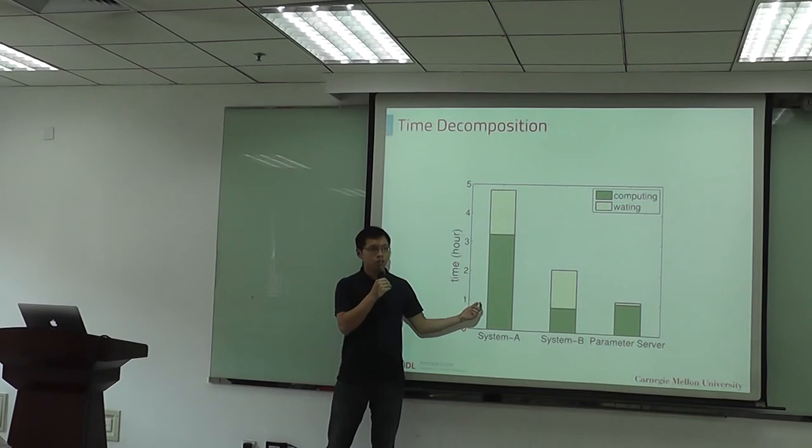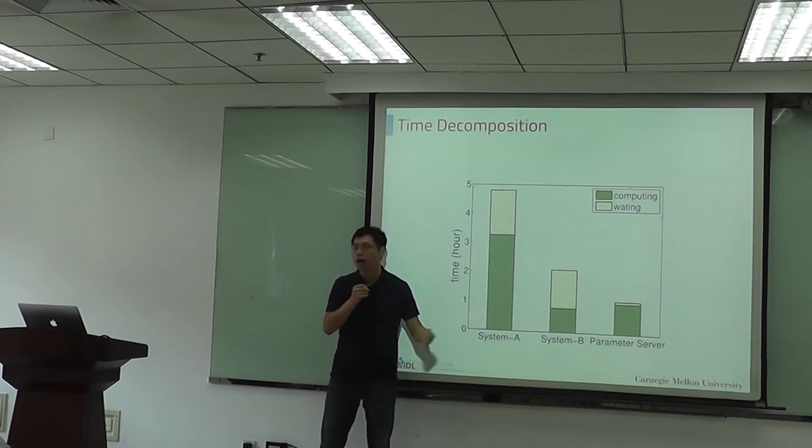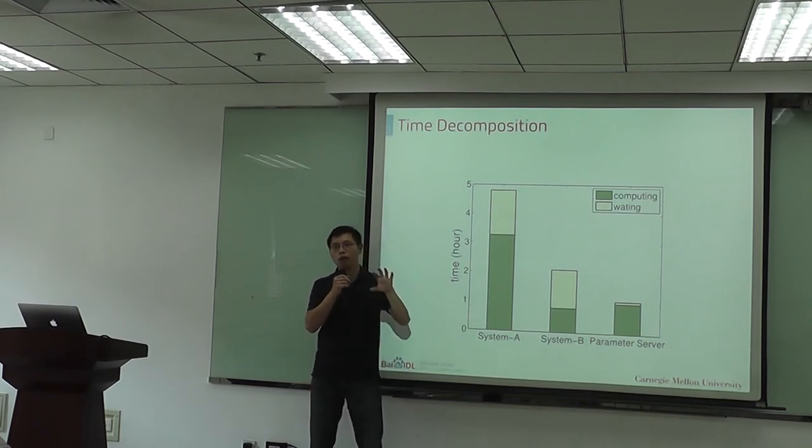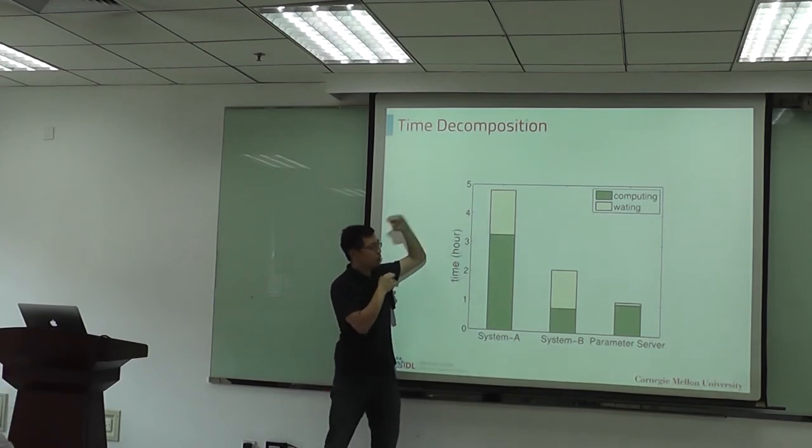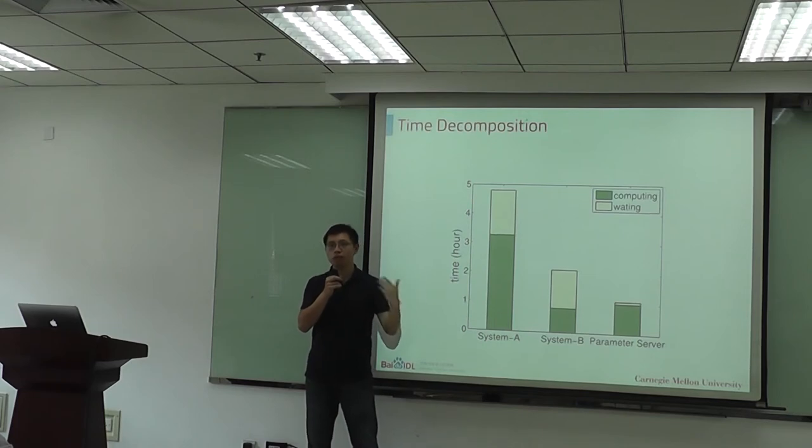So for L-BFGS, you typically run 100 iterations. So you have 100 barriers between all these machines. And you have about 30% of the time clients spend waiting on the network.